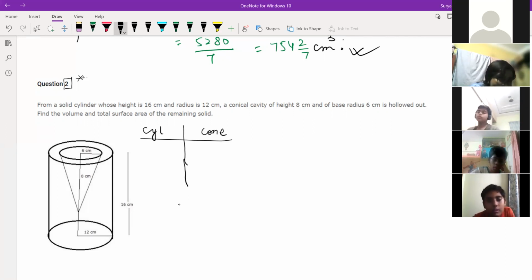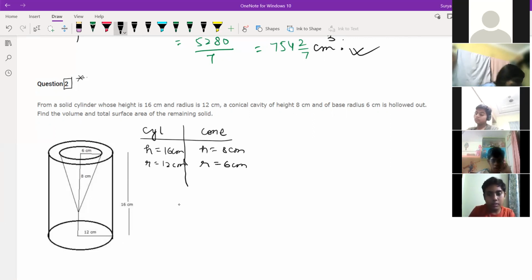So what is the cylinder height and all? Height is 16 centimeter, radius is 12 centimeter. What about the cone? Cone height is 8 centimeter, radius is 6 centimeter. Okay. So we have to find volume and total surface area of the remaining solid. So how to find volume of the remaining solid?